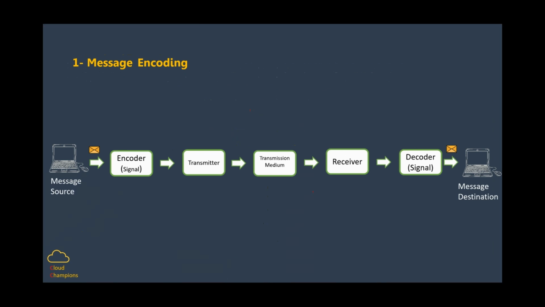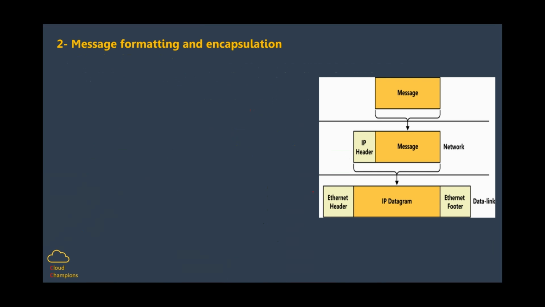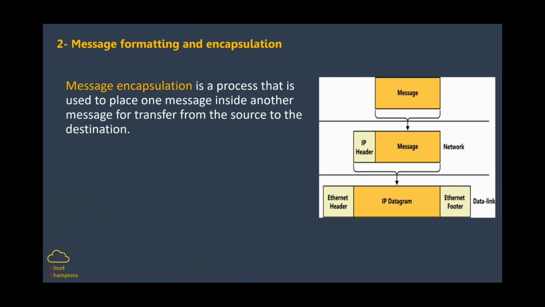When a message is sent from a source, the message is encoded into either a signal or a radio wave, then transmitted through wired or wireless medium. That same message is decoded at the receiver side before it is delivered to the destination. Message encapsulation is the process used to place one message inside another for transfer from a source to destination. We will see more details about how data is being encapsulated and how encapsulation works in our next session, where we will be talking about the OSI model.